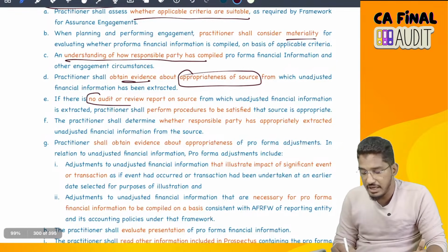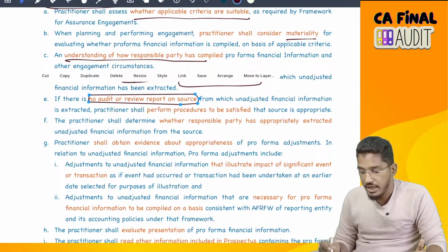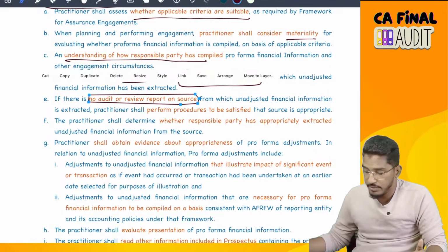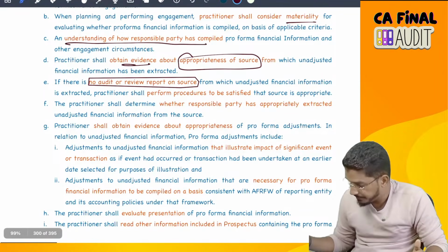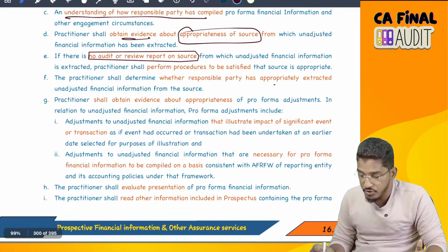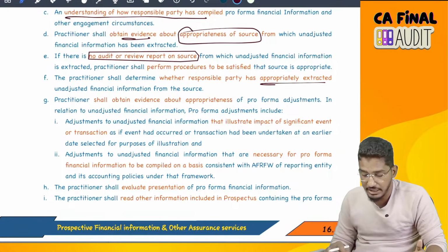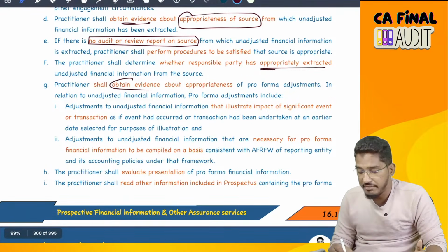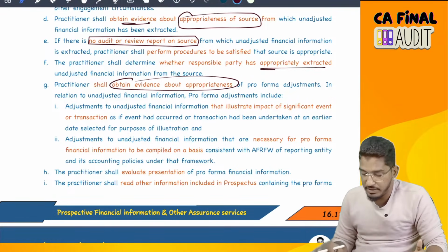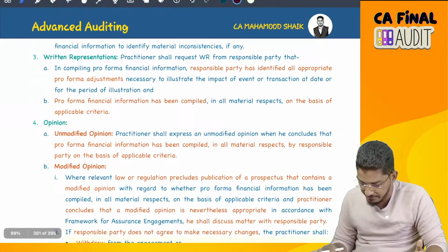And if the source is unaudited, or there is no review report either, it is neither audited nor reviewed, then we need to check whether it is suitable for me to use that source or not. Next, the practitioner shall determine whether the information has been appropriately extracted by the responsible party. We need to check that. And you also need to obtain evidence regarding the appropriateness of the pro forma adjustments. Next, what else? All this is common, everything is the same.